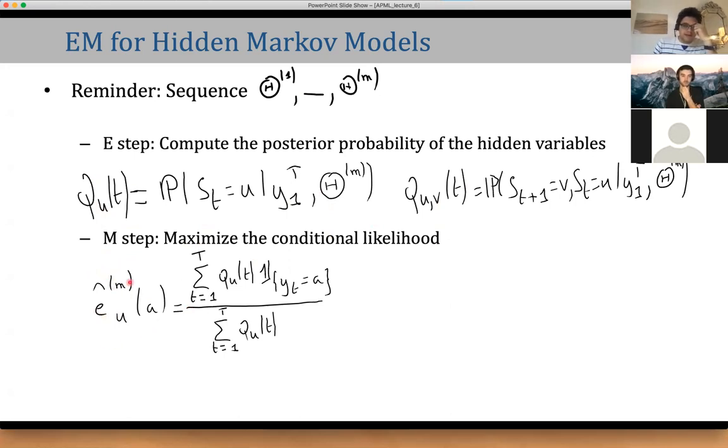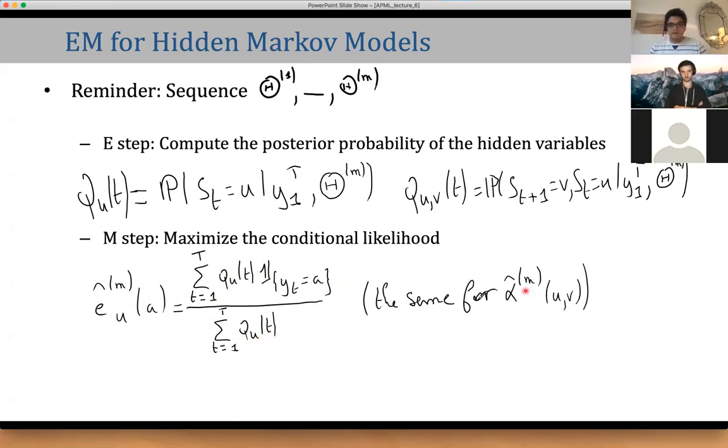At the M iteration, we want to compute the emission probability for observation A, given that we are in state U. So we sum over the whole sequence all the times we observed an A, and we reweight that by our posterior probability, or Q value, that we already used for the EM in the case of mixtures. I think that's exactly the same intuition, and we renormalize by the total number of Qs. And for the transition on the Markov chain, we do the same.